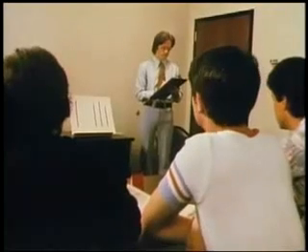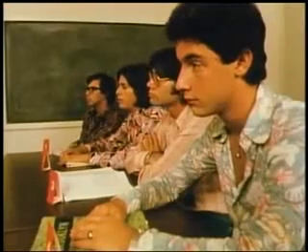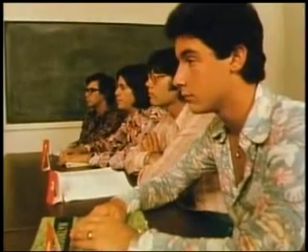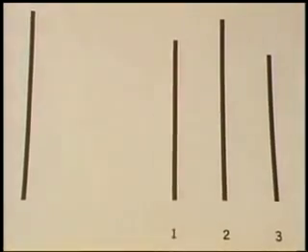Asch found subjects went along with the group on 37% of the critical trials. But he found through interviews that they went along with the group for different reasons. They must be right. There are 4 of them and 1 of me. This subject's yielding is based on a distortion of his judgment. He genuinely believes that the group is correct.